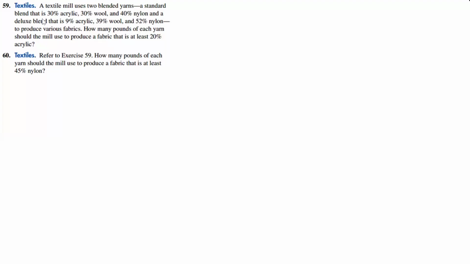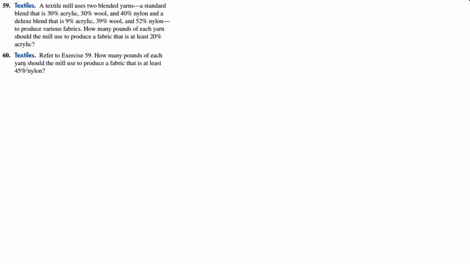All right, so we're going to do 60, but it says refer to 59, so we have to look at what 59 says. So 59 says a textile mill uses two blended yarns, a standard blend that's 30% acrylic, 30% wool, and 40% nylon, and a deluxe blend that's 9% acrylic, 39% wool, and 52% nylon to produce various fabrics. How many pounds of each yarn should the mill use to produce a fabric that is, now we have to use the second problem, 45% nylon.